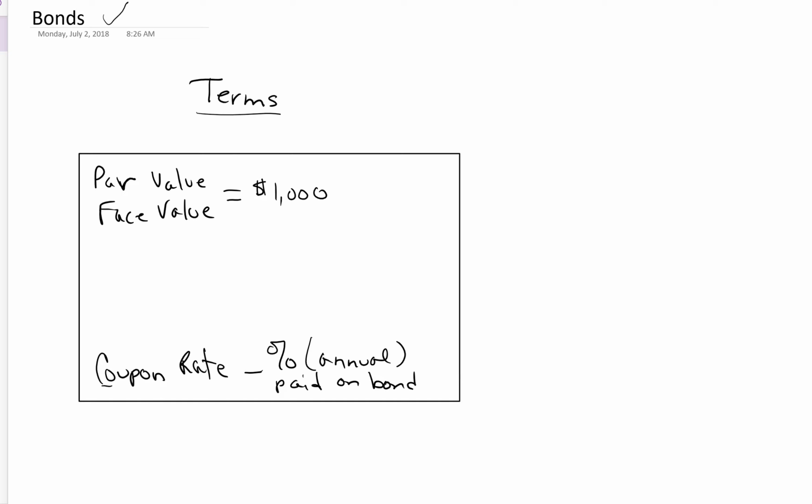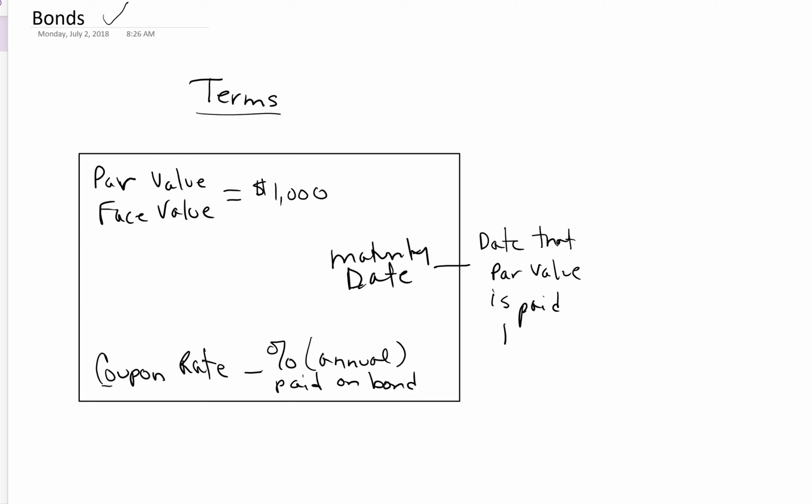Okay, our third term over here is going to be called the maturity date. And what this is, this is the date that par value is paid back. Okay, is paid back to the bondholder.